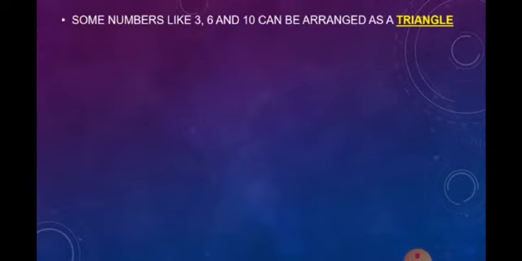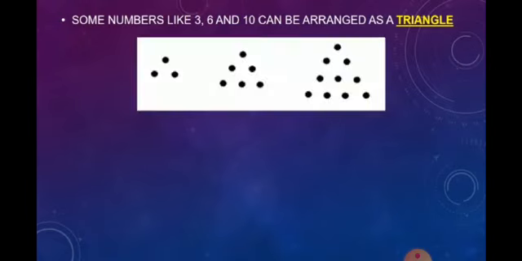Some numbers like 3, 6 and 10 can be arranged as a triangle. See, 3 can be arranged as a triangle using 3 dots. 6 can be arranged as a triangle using 6 dots. And 10 can be arranged as a triangle using 10 dots.